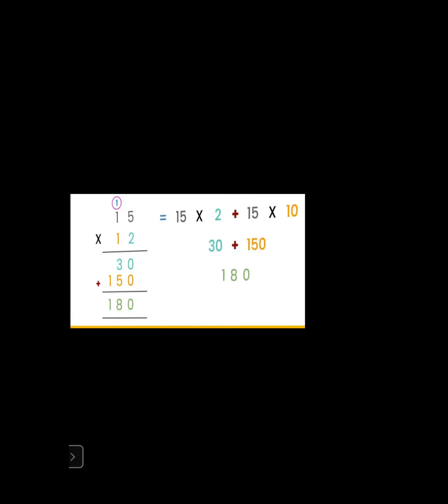Now let us solve it in another method. 15 into 2 plus 15 into 10. 15 into 2 is 30. 15 into 10 is 150, and 30 plus 150 is 180. Both are the same answers. Now the answer is he has to draw 180 buckets of water for 15 days.